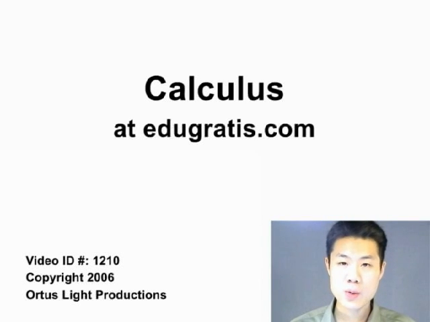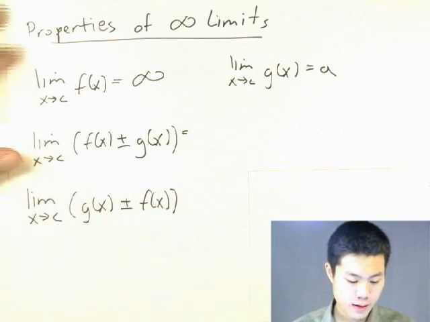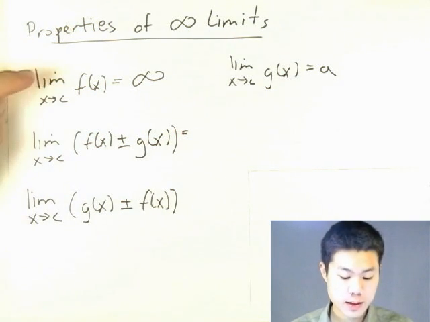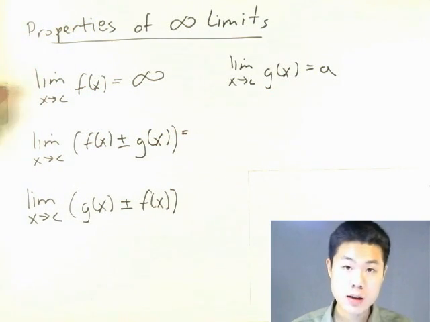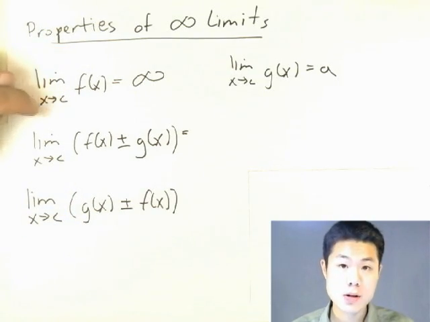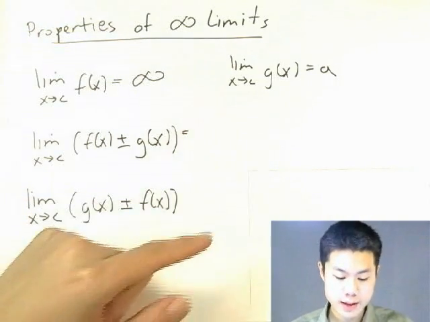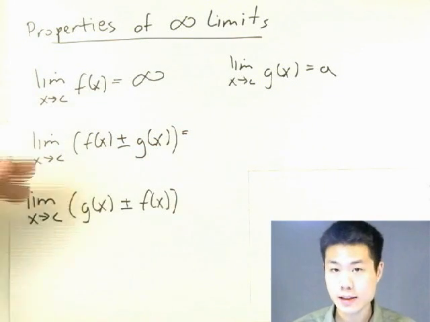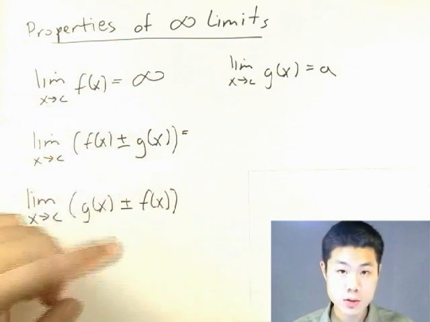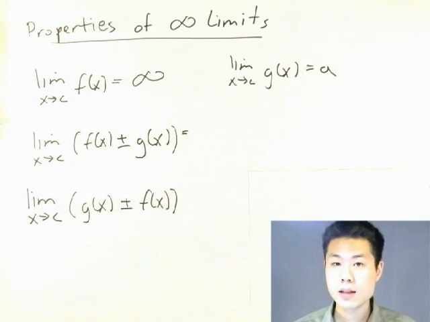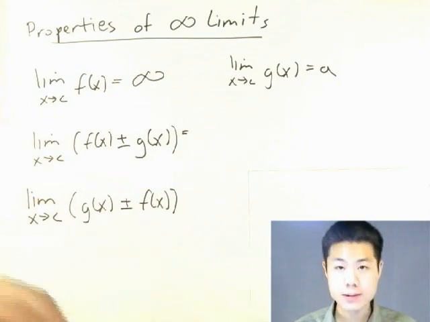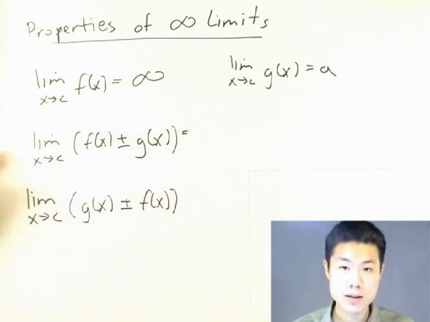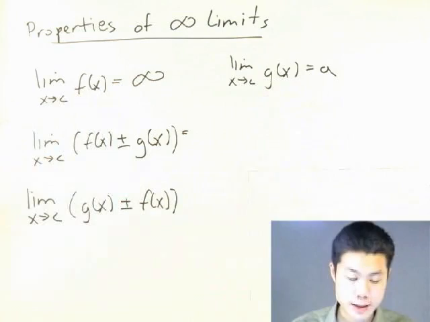So we're now going to do a quick lesson about the properties of limits. Say I have two functions, f of x and g of x. And I tell you that the limit of f of x as x approaches c is infinity, and the limit of g of x as x approaches c is a, where a is any constant. So one of the limits equals infinity and the other limit equals a constant. And we're going to see what happens when you add, subtract, multiply, and divide these two functions.